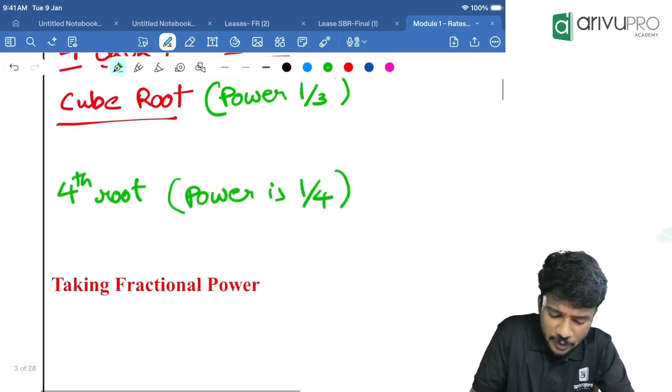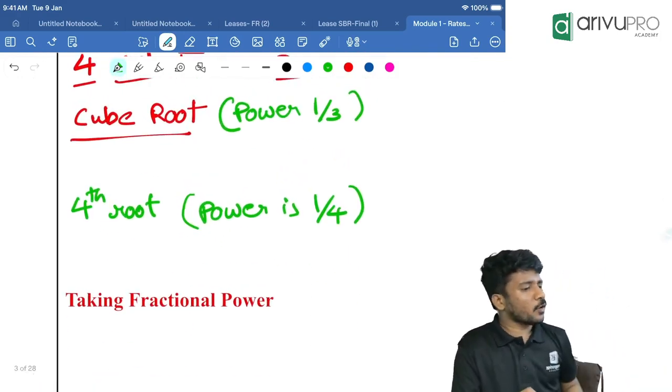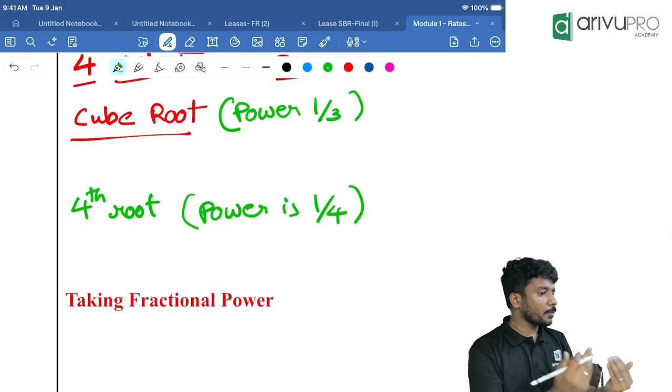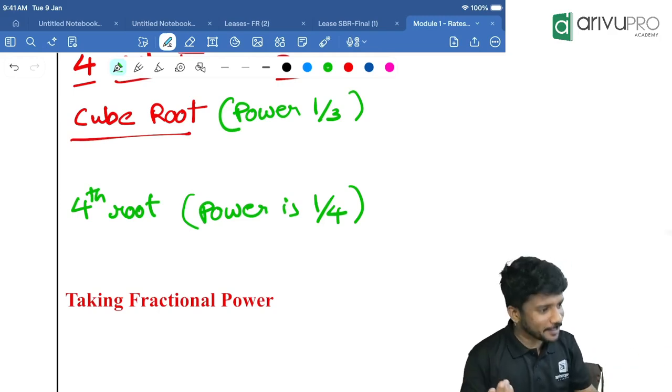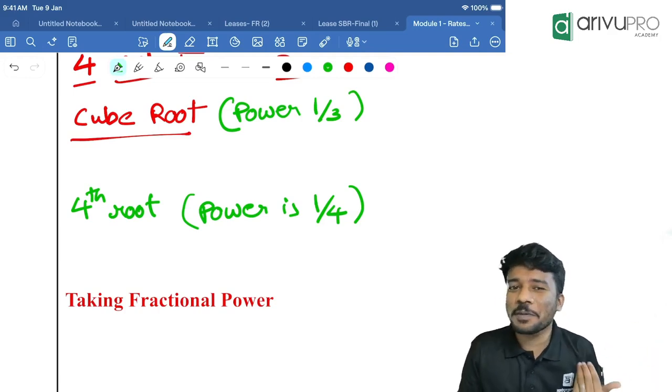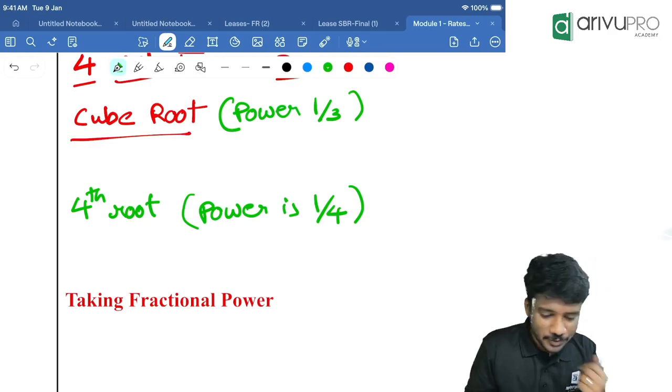What if it is the fifth root? Fifth root power will be 1 by 5. What if it is the nth root? It will be 1 by n. 100 means 1 by 100, 200 means 1 by 200. So whatever may be the root, we can directly find it using the calculator.